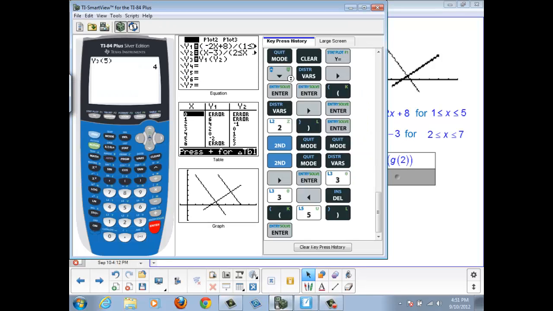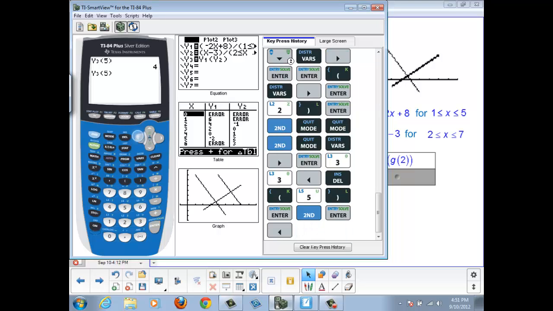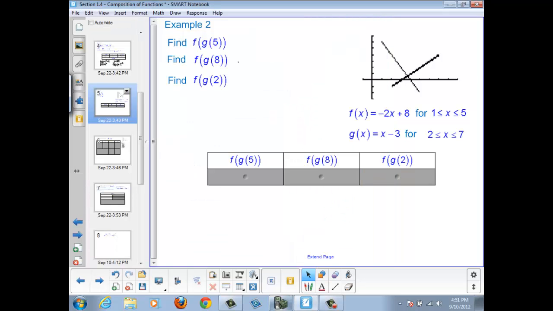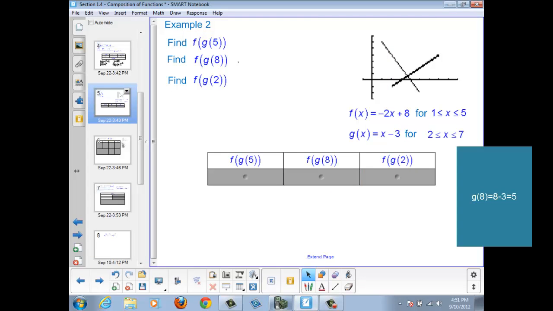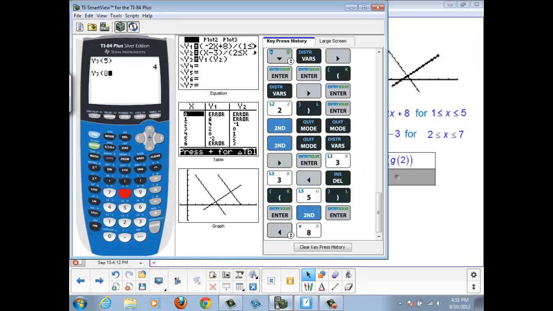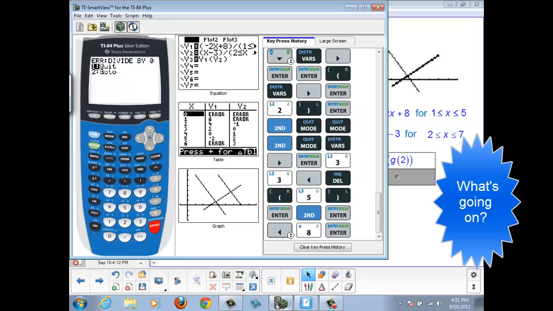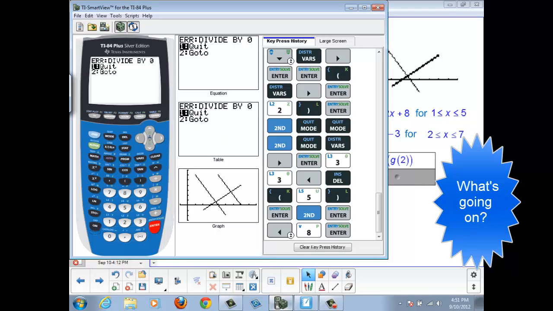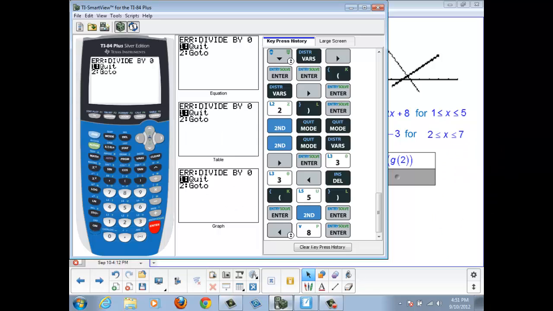Okay, now let's try for f of g of 8. Recall my last entry by hitting second enter, and then I can edit that. I'm going to ask for y3 of 8. Now, we go through the same process. I'll plug 8 into g of x. 8 minus 3 is 5. Plug 5 into f of x. Negative 2 times 5 is negative 10 plus 8. So I should get negative 2, right? So let's find out. We'll hit enter. Whoa, what's this? Divide by 0.